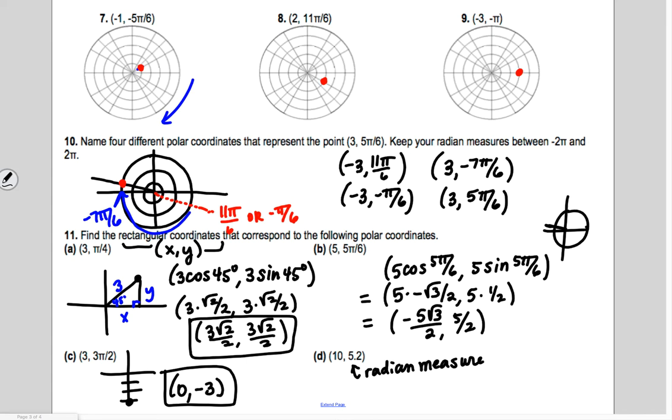So you don't really need to know where it is, but you can just use the formula where you say, oh, it's just going to be 10 times cosine of whatever 5.2 is, and then it's going to be 10 times sine of whatever 5.2 is. But just make sure that you're in radian mode, not degree mode. A lot of people think when it just says something like 5.2 that it's degrees. There's no little degree mark that's indicating that, right? So we have to assume that it's in radian mode. So make sure your calculator is in radian mode.